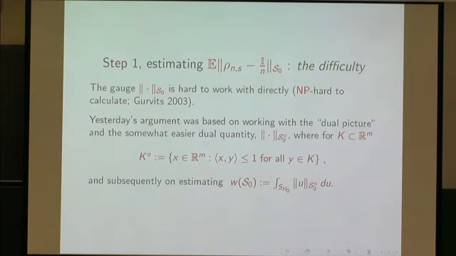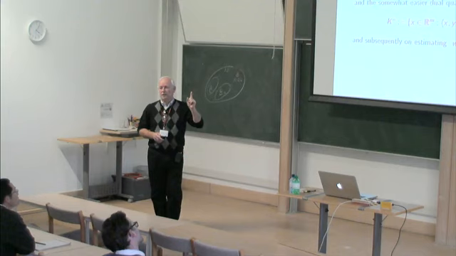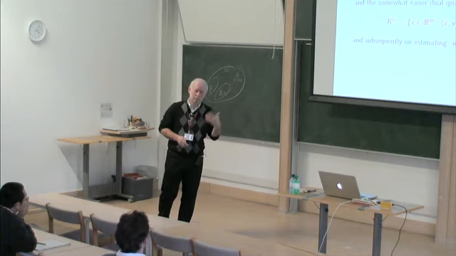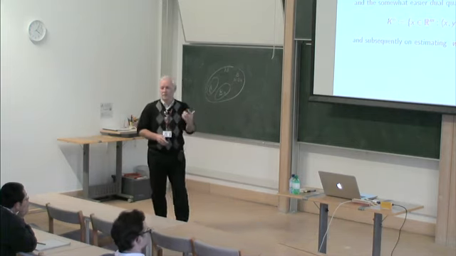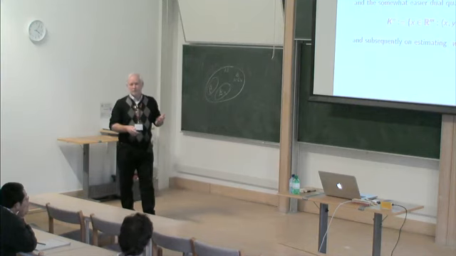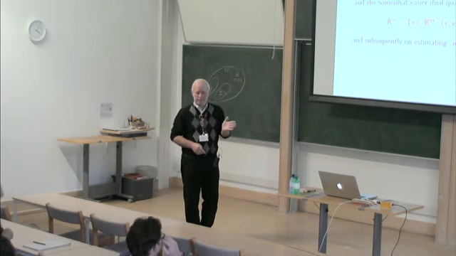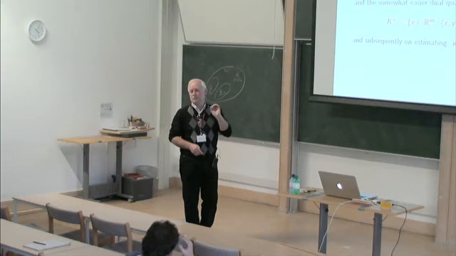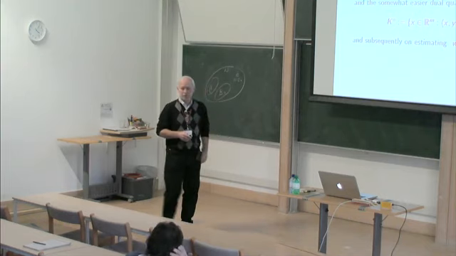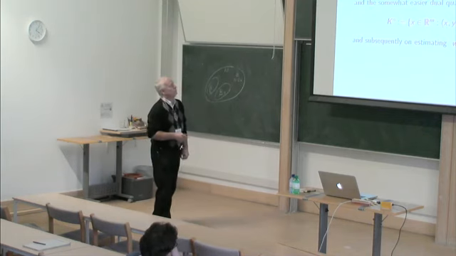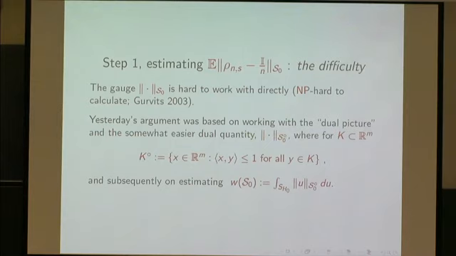So again, the second step was that assuming that we can properly estimate the expected value, then we can use the concentration phenomenon to deduce the advertised behavior of those random marginals. So now we have estimating the expected value. Now what is the difficulty here?